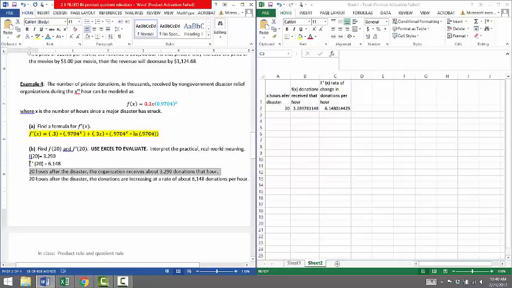The derivative, f prime of 20 equals 6.148. Remember, that's a fraction. Change in y over change in x. 6.148 over 1. It's 6,148 donations per 1 hour. So 20 hours after the disaster, the donations are increasing at a rate of about 6,148 donations per hour. That's increasing because it's a positive derivative.